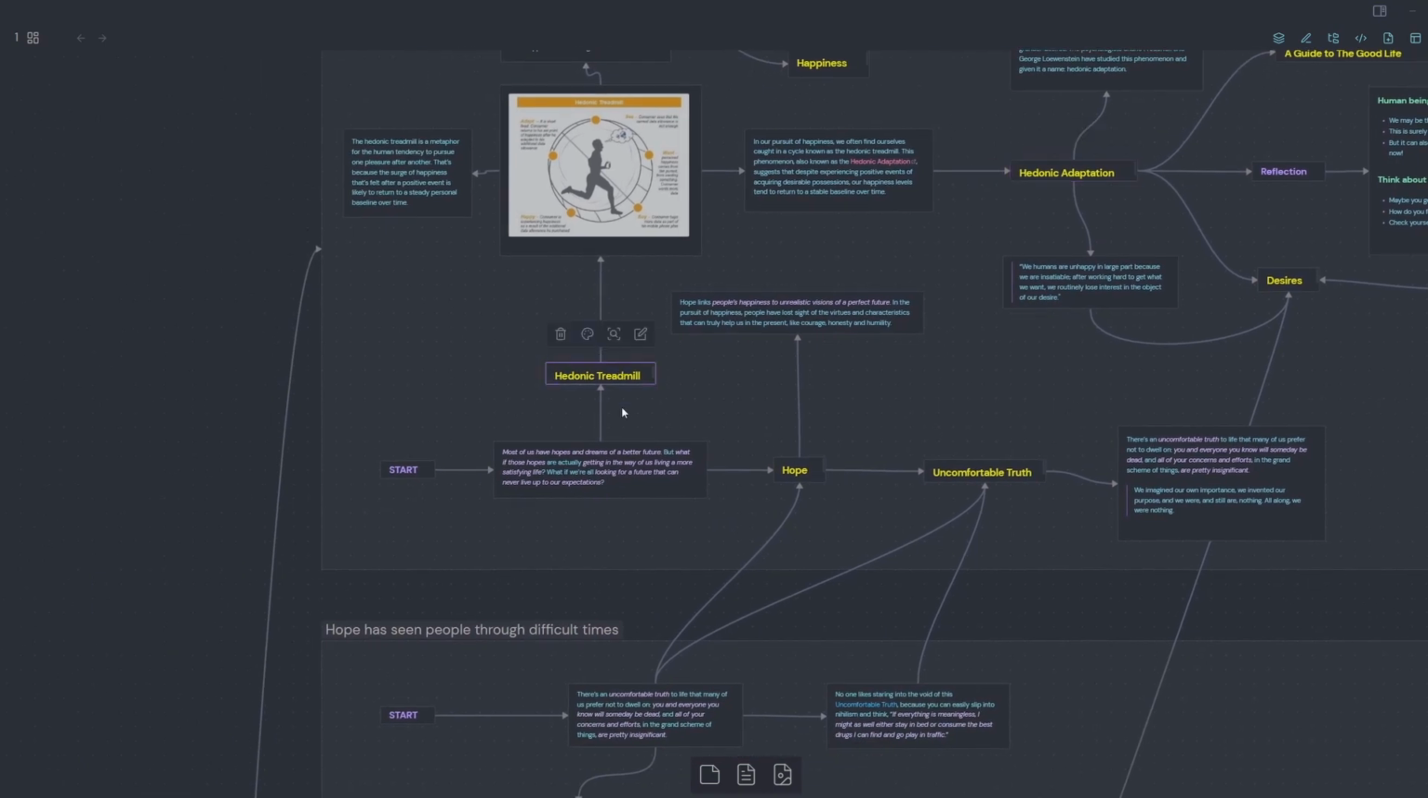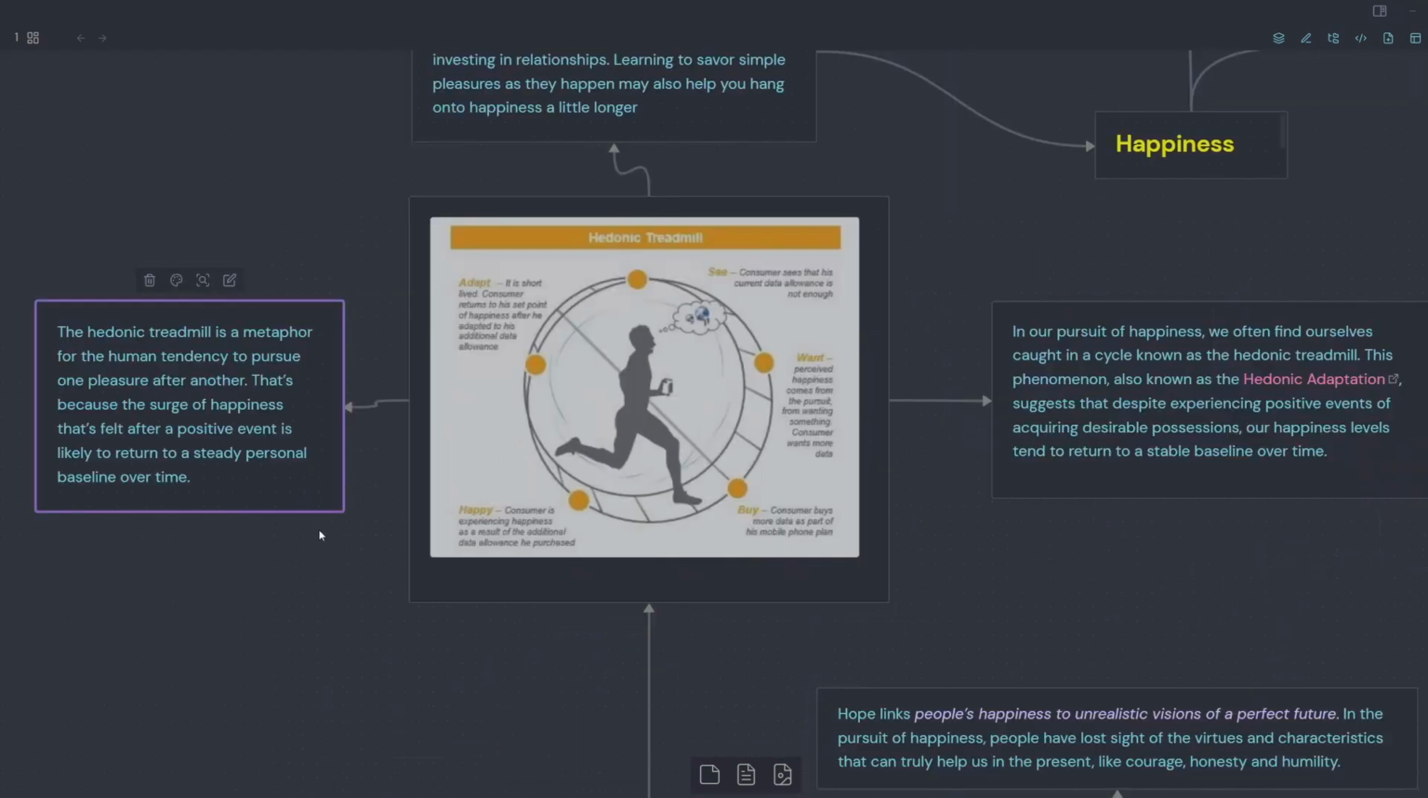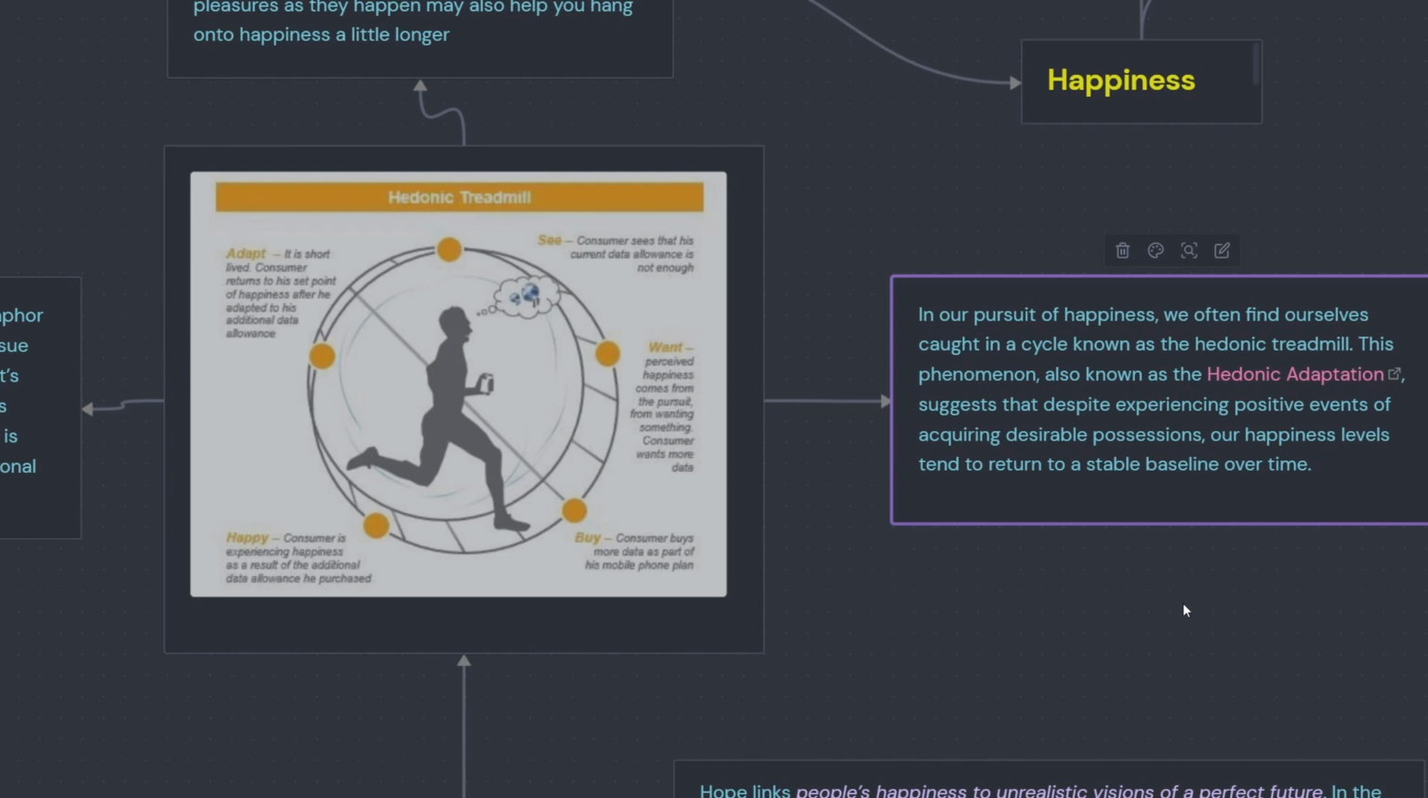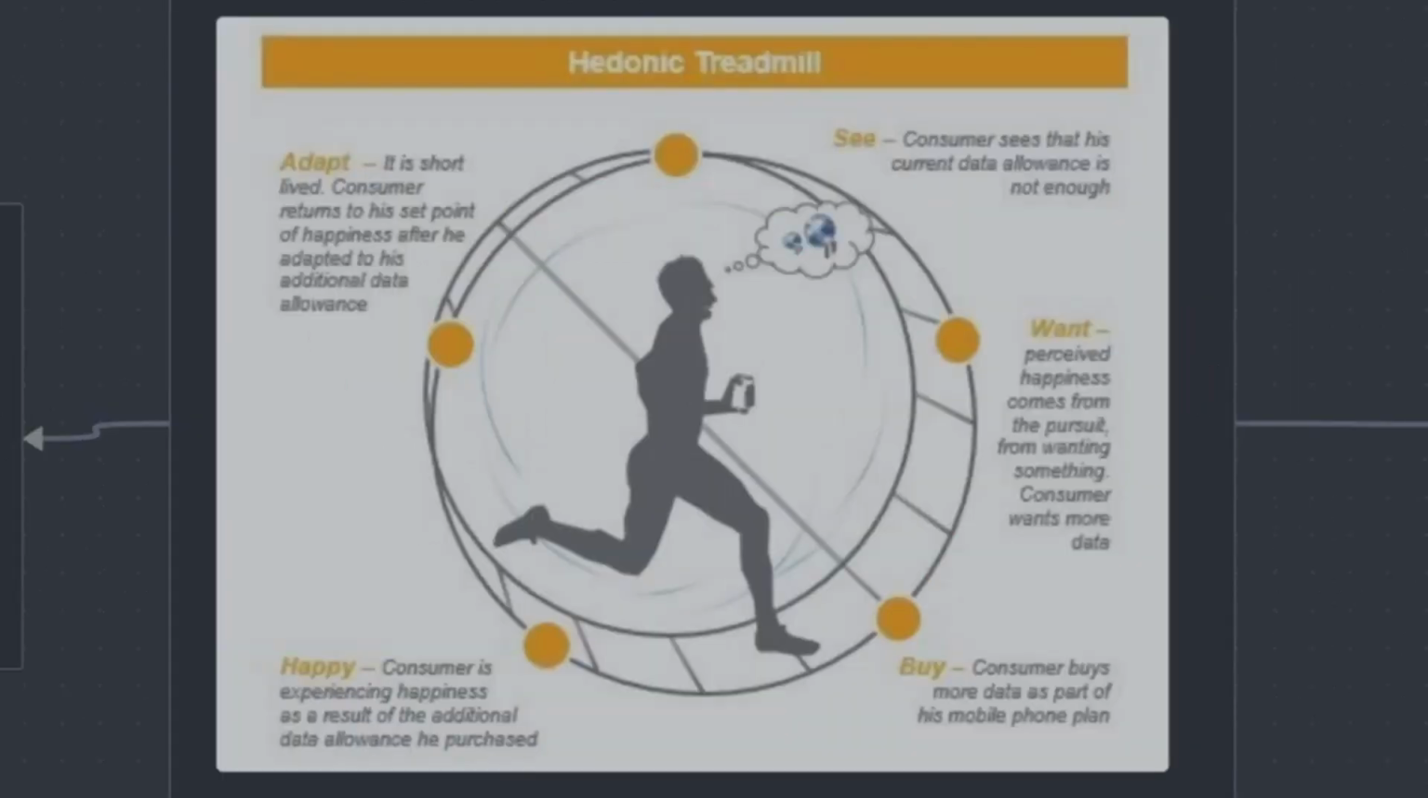Now, to get to the hedonic adaptation, we have to go back here to the hedonic treadmill. The hedonic treadmill is a metaphor for the human tendency to pursue one pleasure after another. That's because the surge of happiness felt after a positive event is likely to return to a steady personal baseline over time. In our pursuit of happiness, we often find ourselves caught in a cycle known as the hedonic treadmill. This phenomenon is also known as hedonic adaptation.